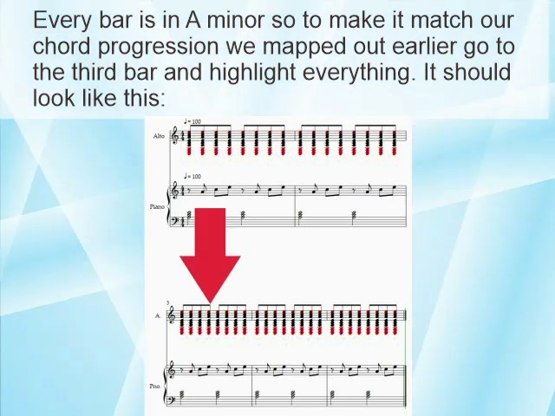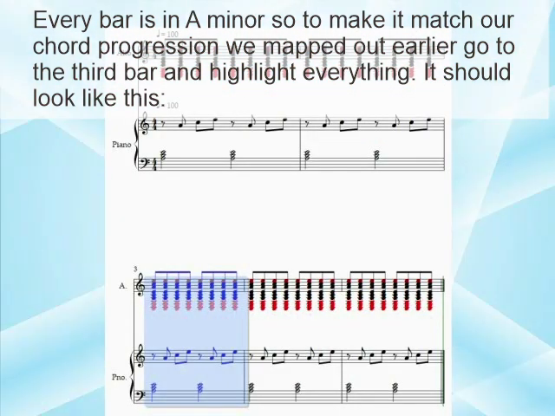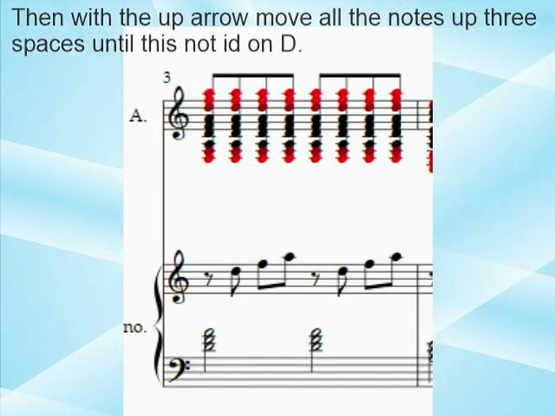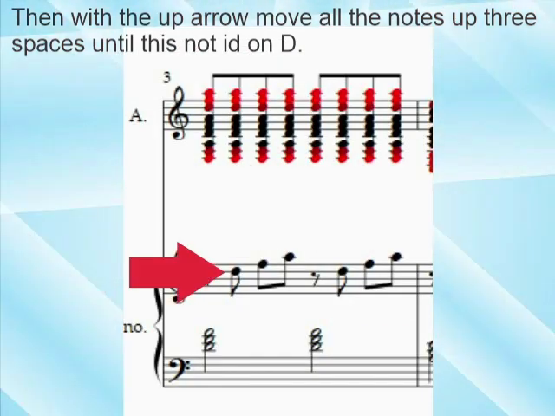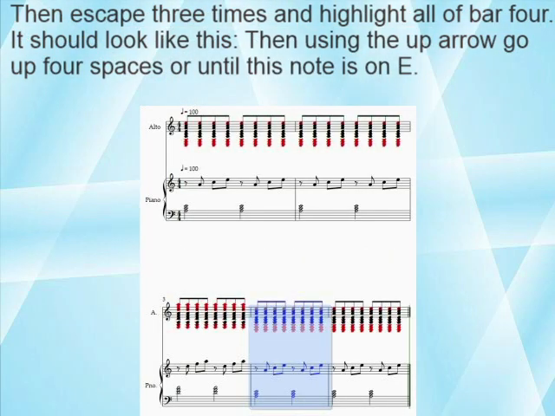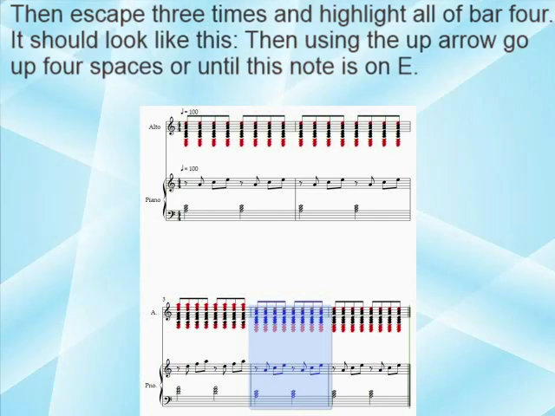It should look like this. Then with the up arrow, move all the notes up 3 spaces until this note is on D. Then escape 3 times and highlight all of bar 4.